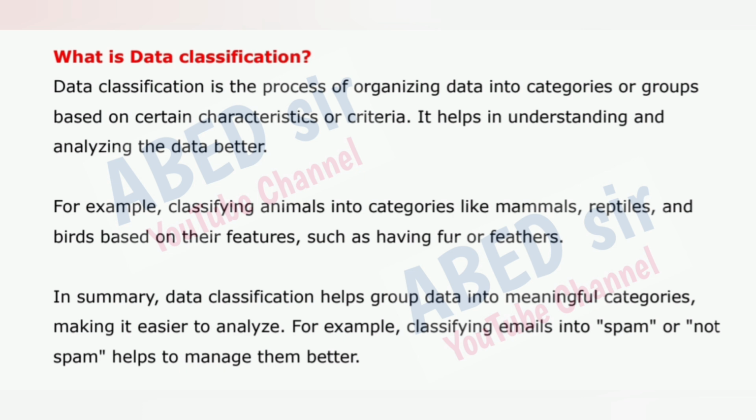Data classification is the process of organizing data into categories or groups based on certain characteristics or criteria. It helps in understanding and analyzing the data better. For example, classifying animals into categories like mammals, reptiles, and birds based on their features, such as having fur or feathers. In summary, data classification helps group data into meaningful categories, making it easier to analyze. For example, classifying emails into spam or not spam helps to manage them better.